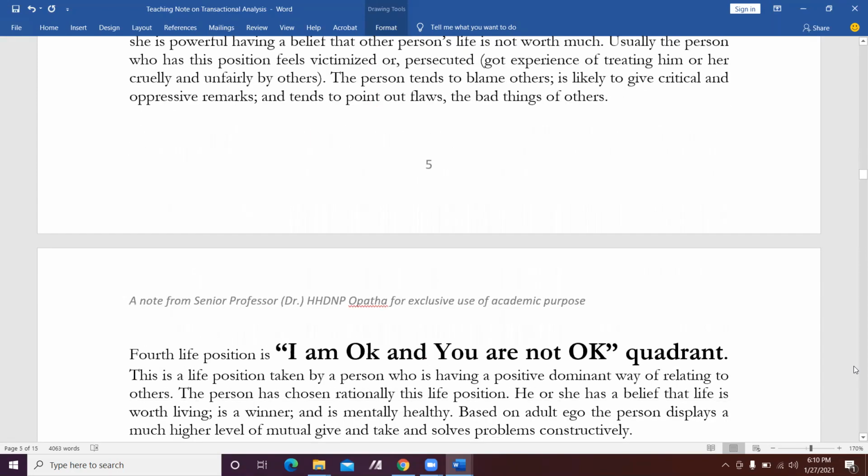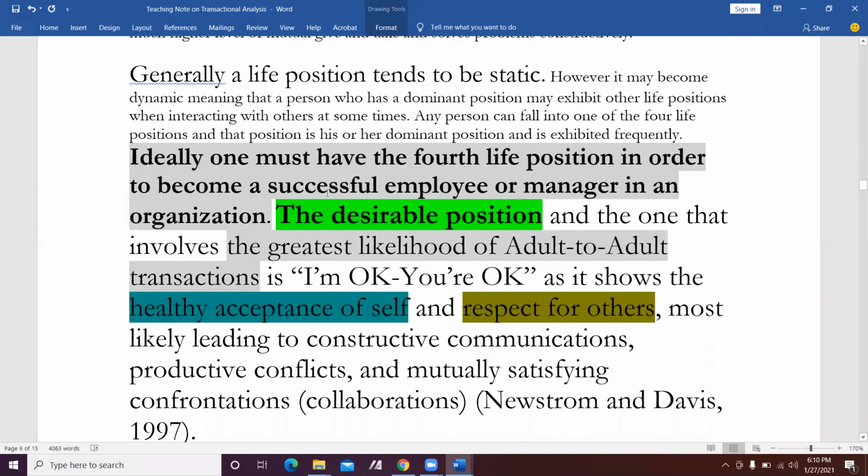So ideally, the fourth life position is needed in order to become a successful employee or manager in an organization. If you want to be a successful employee or a successful manager, you must have what? The fourth life position. That is, I am okay, you are okay. That's the desirable position, and the one that involves the greatest likelihood of adult to adult transactions, not child to child, parent to parent, parent to child, or child to parent. Here it is adult to adult, the adult ego state. So the greatest likelihood of adult to adult transactions is I am okay, you are okay, because it shows a healthy acceptance of self.